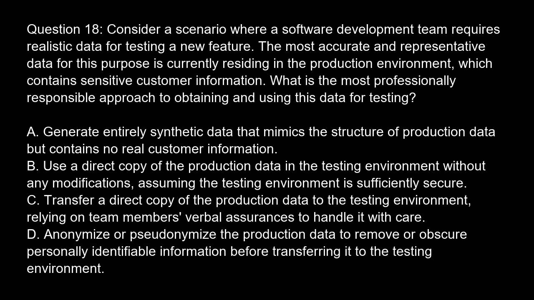Option A. Generate entirely synthetic data that mimics the structure of production data but contains no real customer information. Option B. Use a direct copy of the production data in the testing environment without any modifications, assuming the testing environment is sufficiently secure. Option C. Transfer a direct copy of the production data to the testing environment, relying on team members' verbal assurances to handle it with care. Option D. Anonymize or pseudonymize the production data to remove or obscure personally identifiable information before transferring it to the testing environment.